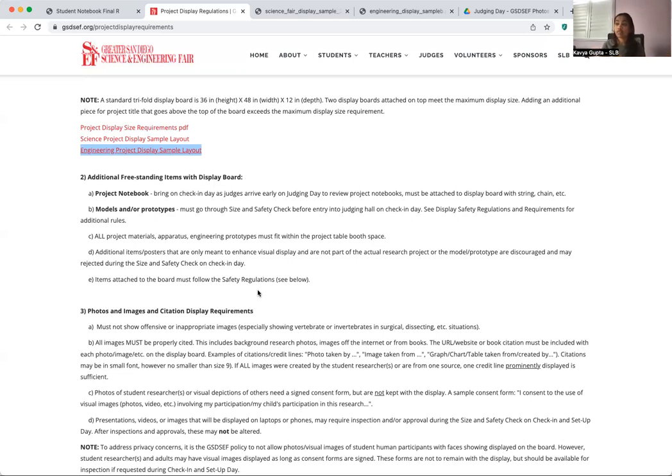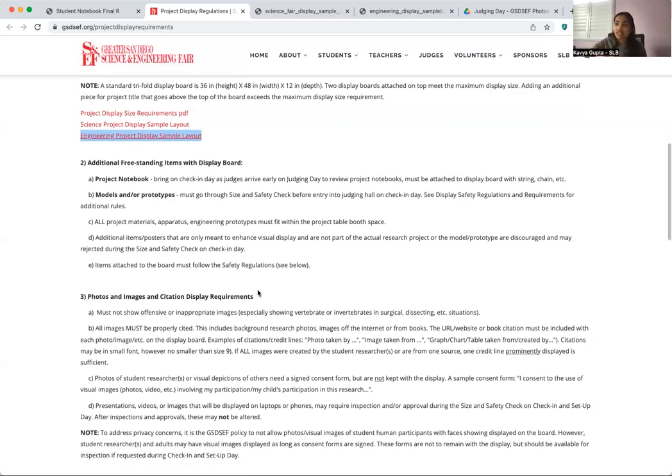Okay, next, the models and/or prototypes. These are any of the additional materials that you might bring in to explain a little bit more about your project. These things are required to go through a size and safety check before entering the judging hall on check-in day. Once again, there are different safety and regulation requirements and rules for these materials and prototypes, but you must bring them in early so that you can ensure that they meet all the guidelines, and this is the day before the judging.